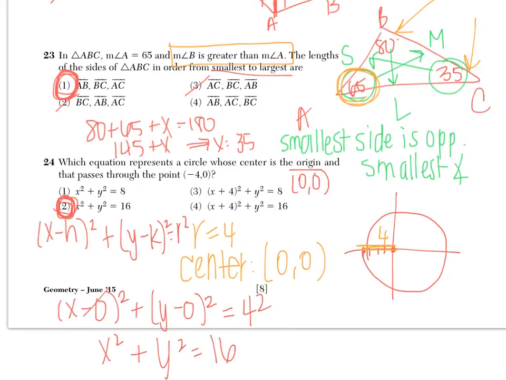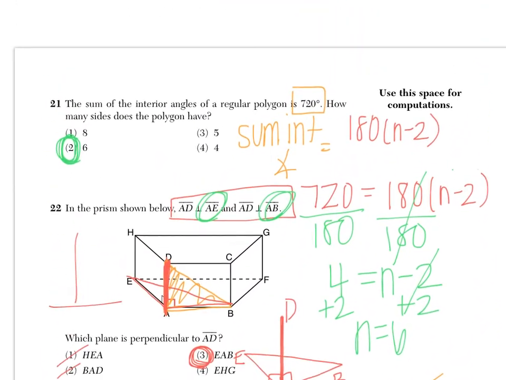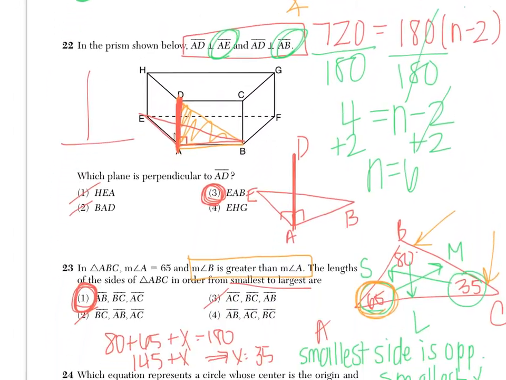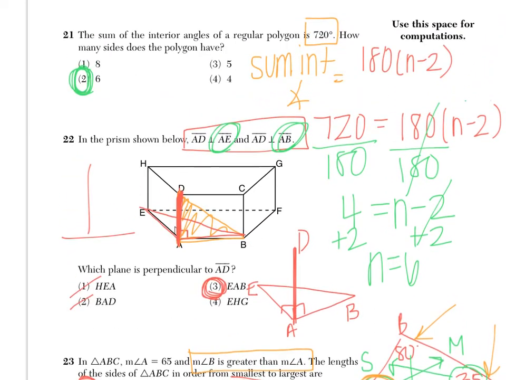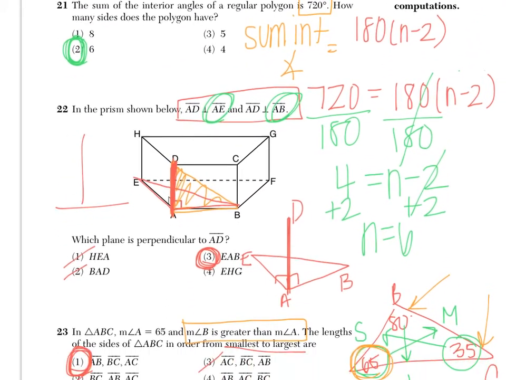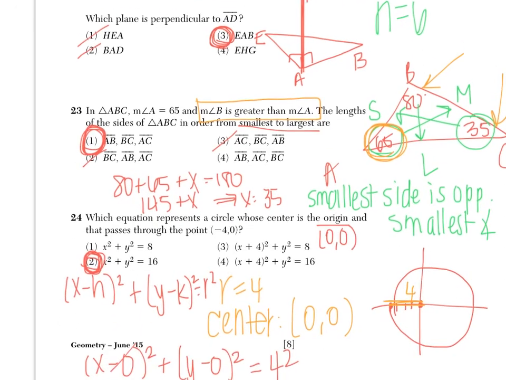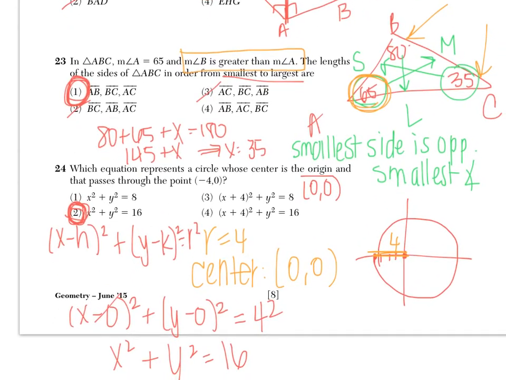So for the solutions for this page, we have number 21 is 2, 22 is 3, 23 is 1, and 24 is 2.